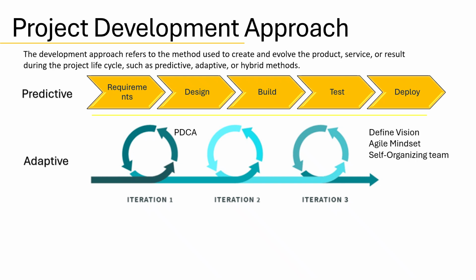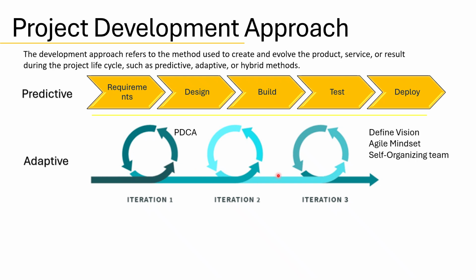But adaptive approaches require more than just a process. They need an agile mindset, which I'll cover in detail in a future video. Teams must be self-organizing, empowered to make decisions and adjust quickly. A helpful way to think about each loop is as a PDCA cycle: plan, do, check, and adjust. I will cover agile principles and ways of working in a future video.